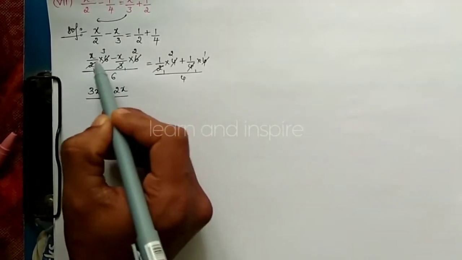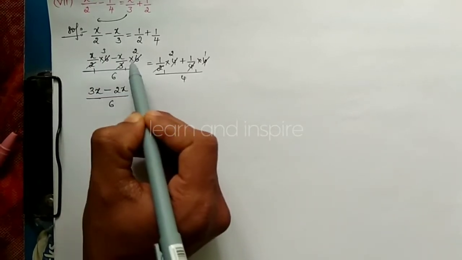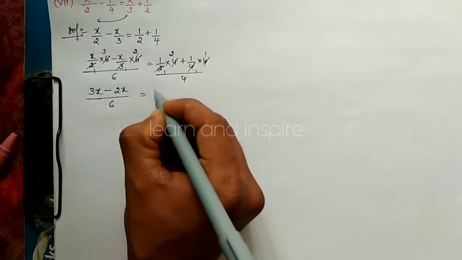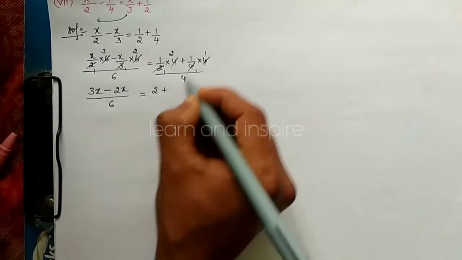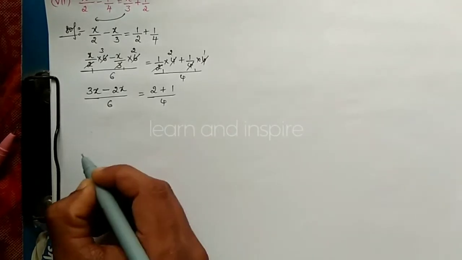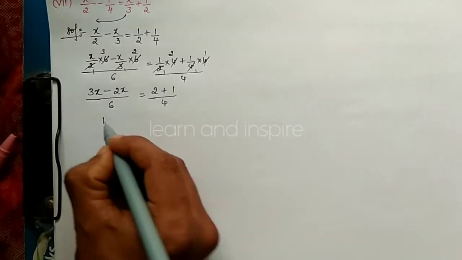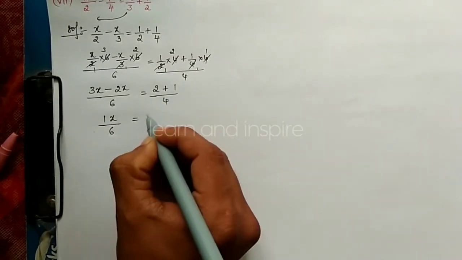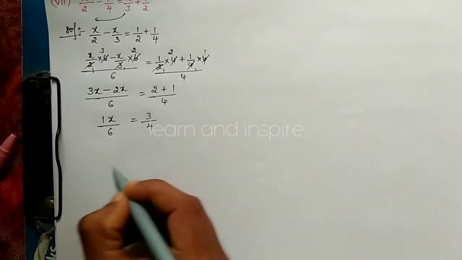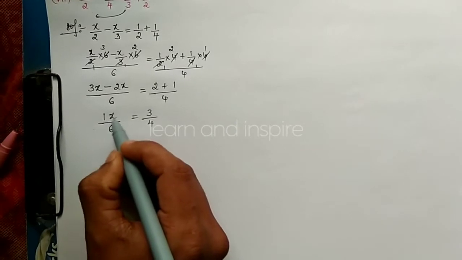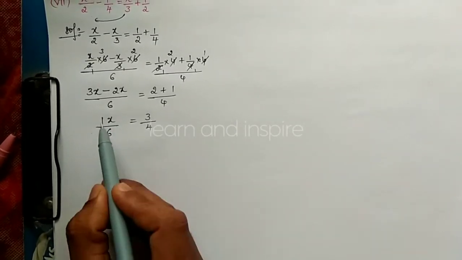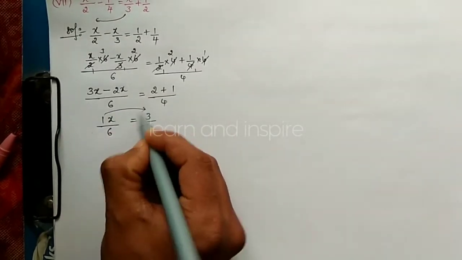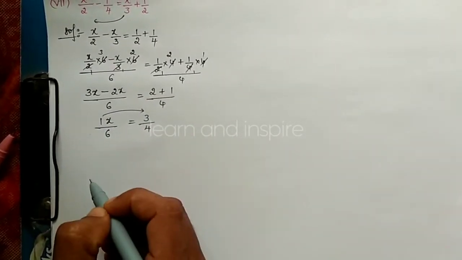Or you can take LCM by multiplying each term with 6, that is LCM, which is equals to 1 2s are 2 plus 1 1s are 1 divided by 4. 3x minus 2x is 1x divided by 6, which is equals to 2 plus 1 is 3 by 4. Now here we have to find the value of x by transposing the constant, that is 1 by 6 to RHS. So this 1 by 6 is a fraction.